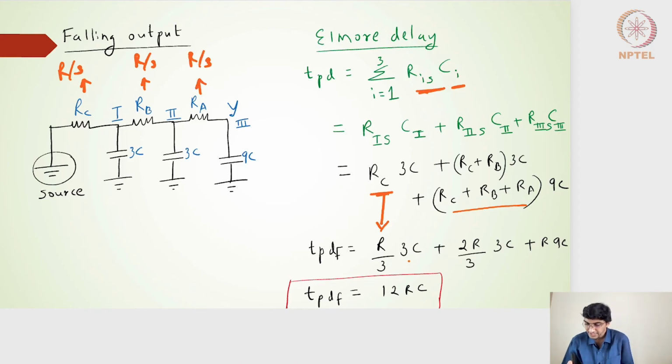Right? So in that case, I will have 3C into R by 3 plus 2R by 3 into 3C plus R into 9C. This 2R by 3 is coming from RC plus RB, and this particular R is coming from RC plus RB plus RA. So finally, I will get 12 RC as my propagation delay falling, assuming the inputs are not a step input. So it's a very conservative approach, and that's why we have not used any log of 2. So hope this is clear. The falling output is clear.